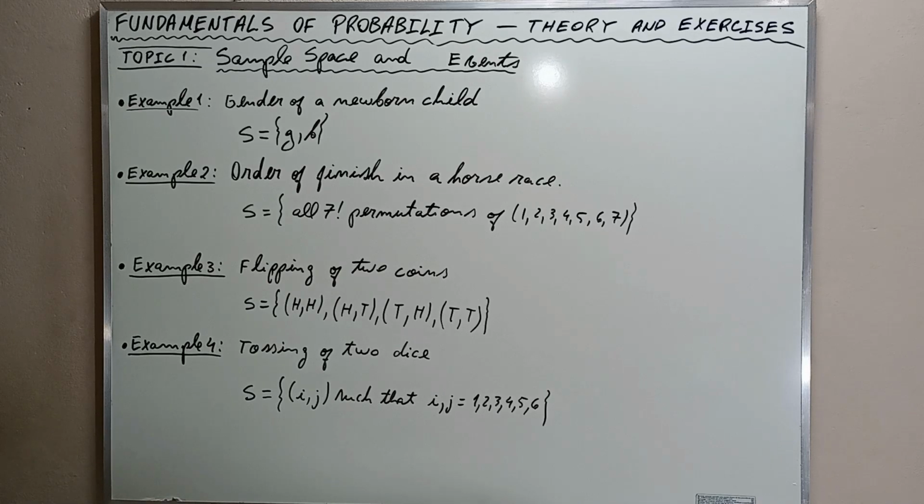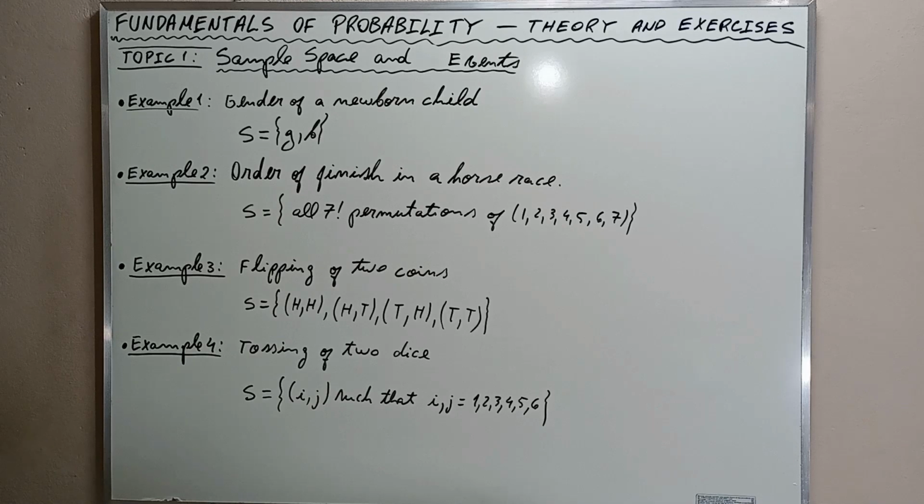Example 3. If the experiment consists of flipping 2 coins, then the sample space consists of the following set: heads, heads; heads, tails; tails, heads; tails, tails. For example, the outcome will be heads, tails, if the first coin is heads and the second is tails.